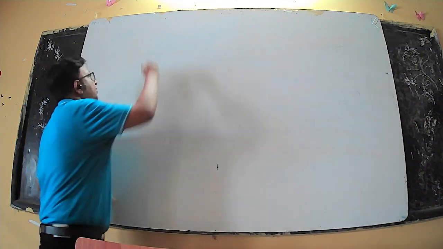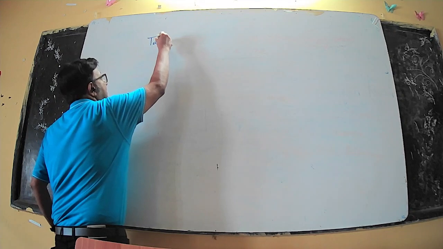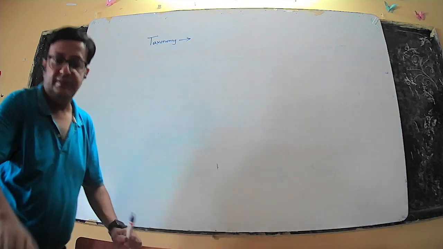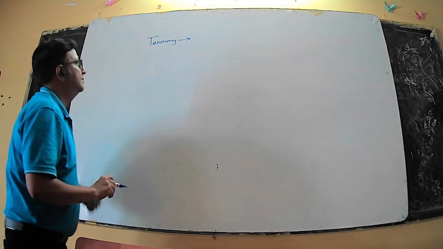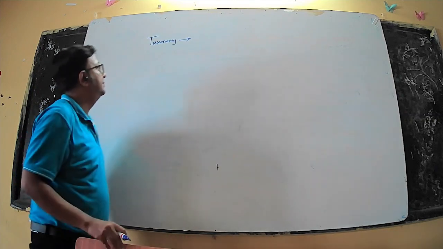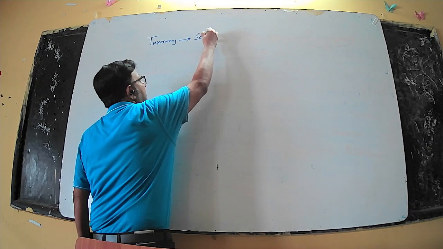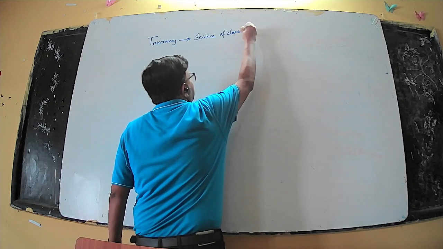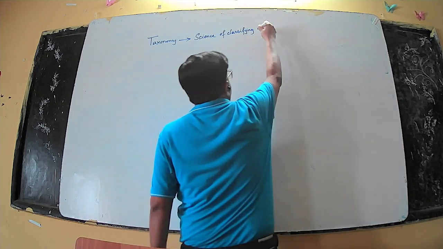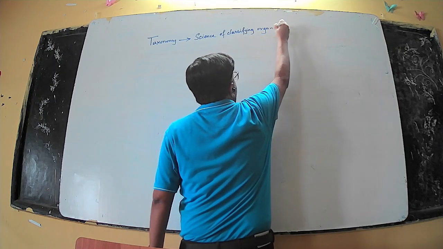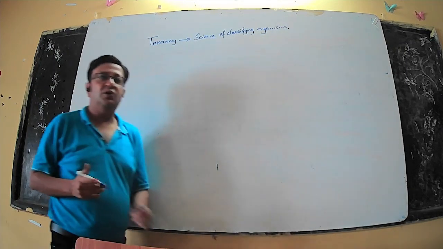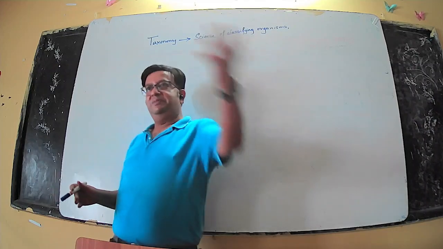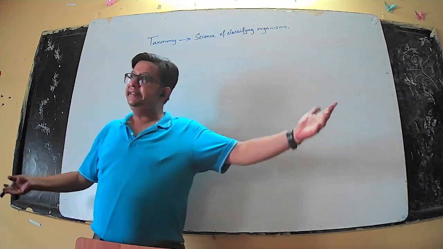So the first thing in taxonomy is the science of classifying organisms. We will call taxonomy the science of classifying organisms. We classify organisms on the basis of their similarities and dissimilarities.